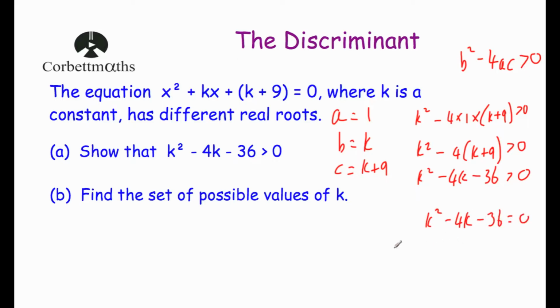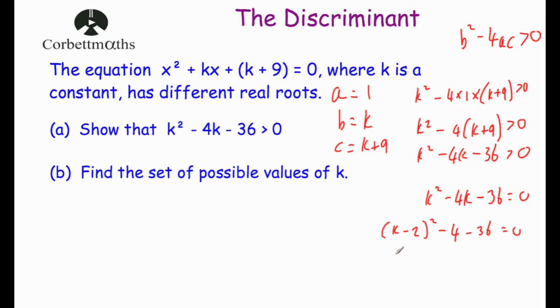Okay, so let's solve it using completing the square. So open up our brackets, k minus, and we halve this value, so minus 2, close bracket squared. We then subtract this value squared, so 2 squared is 4, so subtract 4, and then we've got our minus 36, so minus 36 equals 0. And then let's simplify, so we're going to have k minus 2, close bracket squared, minus 40, because minus 4 minus 36 is minus 40, is equal to 0.